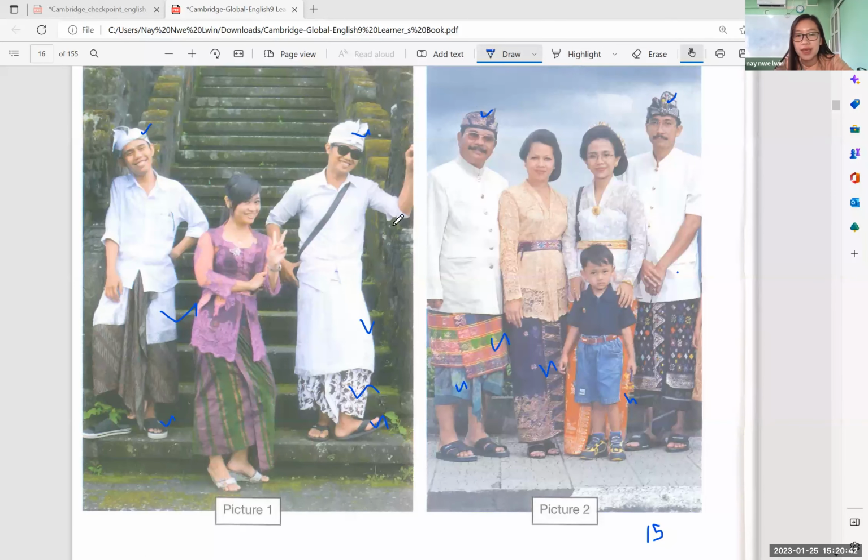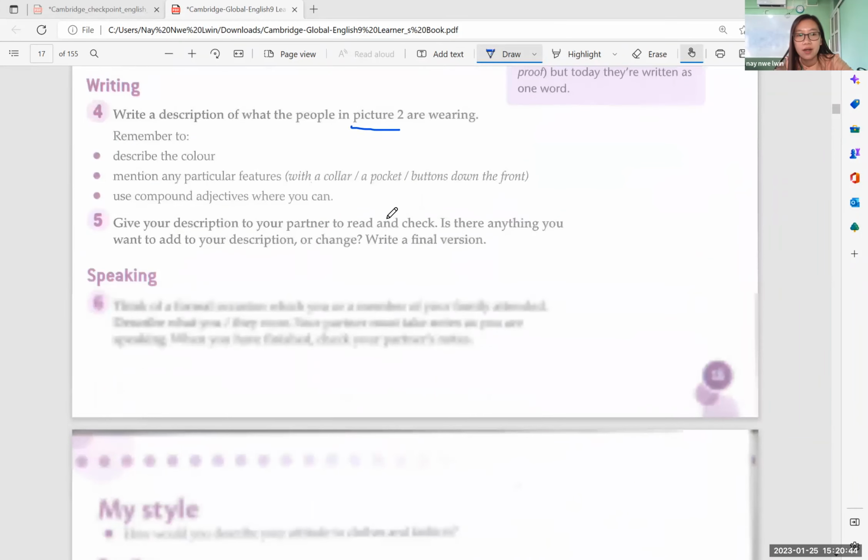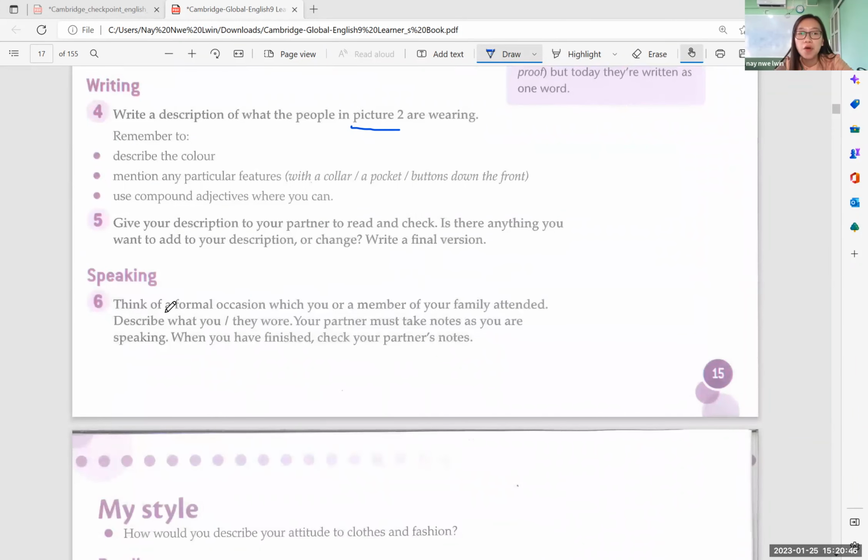So we'll move to the speaking activity here. And this time you have to think of a formal occasion which you or a member of your family attended. So you can talk about yourself, or you can also choose a member of your family who went to the formal occasion. And you have to describe what you or they are wearing.